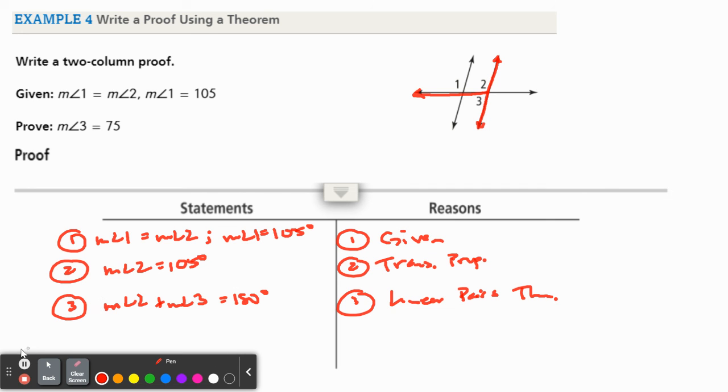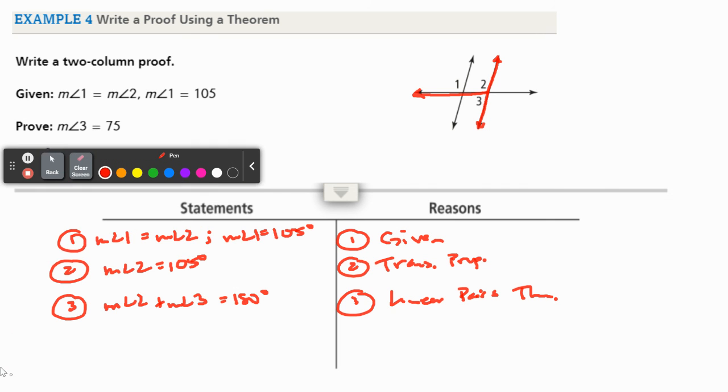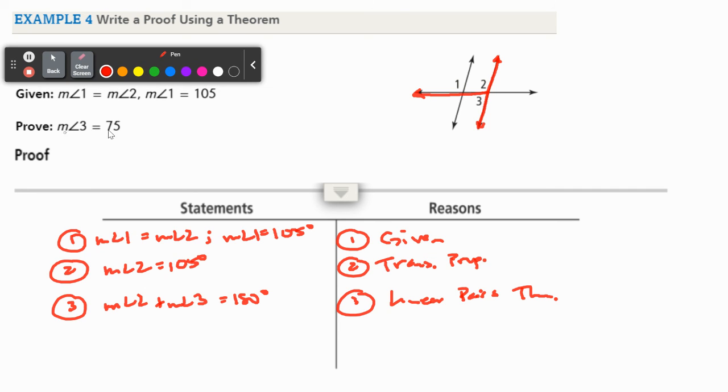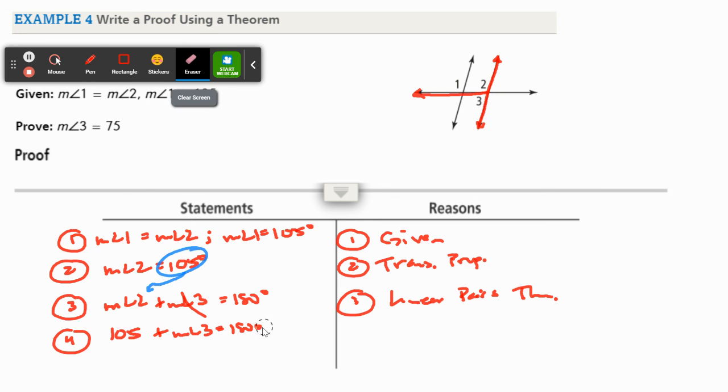So now how can I combine steps 2 and 3? Let me slide this up. Well, if you look at steps 2 and 3, here's angle 3, which we want to prove is 75. Here's angle 2. I know what angle 2 equals. Angle 2 equals 105. Let's take this 105 and replace the measure of angle 2 with 105. This is truly substitution. 105 plus the measure of angle 3 equals 180. Let me take off the degrees symbol there. And that is going to be by substitution.